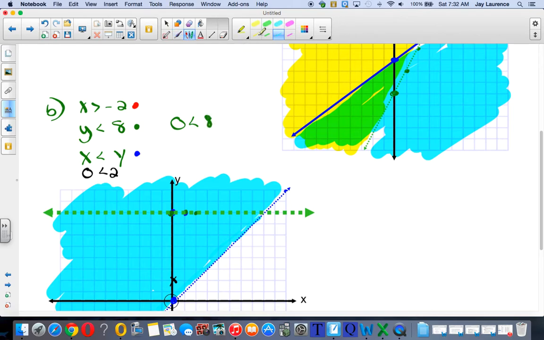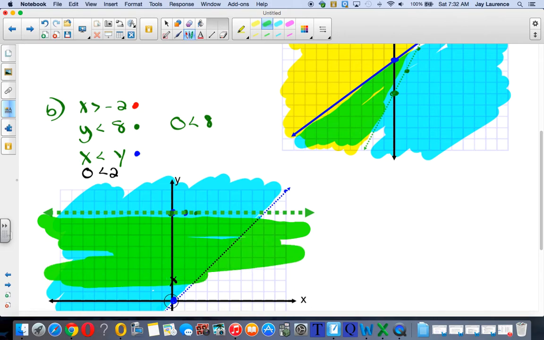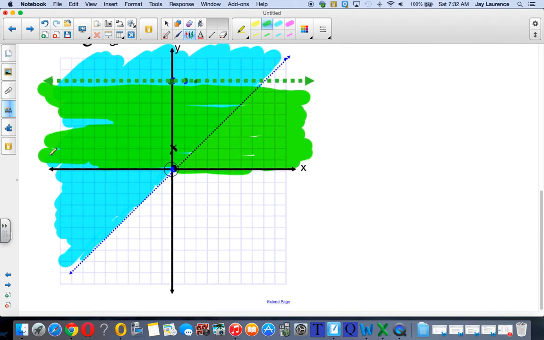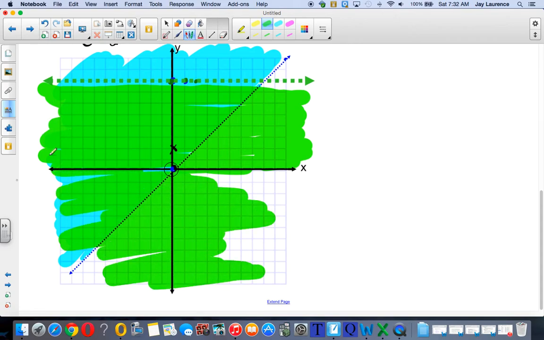So let's see, my highlighter. We'll go green. What do those colors make? Well, those two don't blend the way the blue and yellow do. But I'm going to shade down here. Oh, okay. Sorry. So we're going to shade all of that.